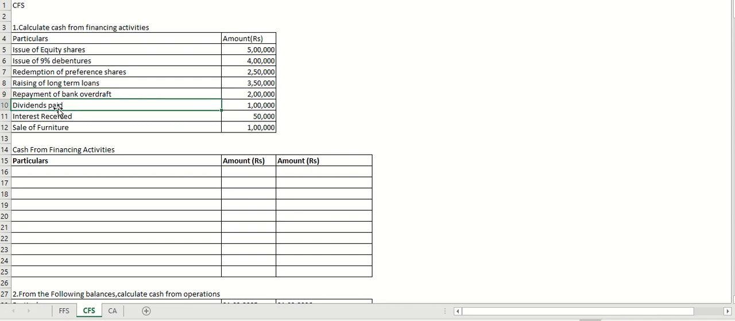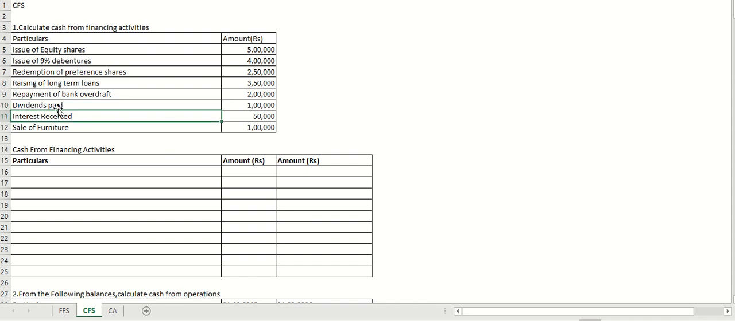Dividends paid. When dividends are paid, it also comes under financing activity, because when you raise equity shares, obviously you're supposed to pay dividends to the shareholders, which is a part of the profits of the organization. So that also is a part of financing activities, and dividends are paid by the company, hence there is outflow of cash, hence it needs to be deducted separately.